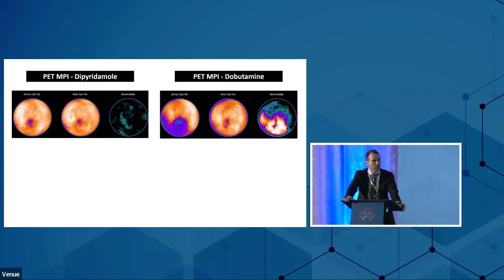Let me scare you with a case, and all the residents that rotate at my center see cases like that. On the left side, you have a perfusion study with dipyridamole, completely normal. No ischemia, no scar. The same patient was scanned a few days later with dobutamine, and you can see this is clearly abnormal. You don't need to do a 5-year residency program to figure this out.